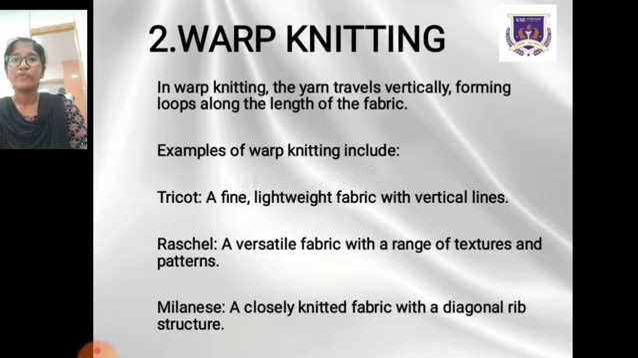Next, we see about warp knitting. In warp knitting, the yarn travels vertically, forming loops along the length of the fabric. Examples of warp knitting include tricot, tassels, and Milanese. Tricot is a fine, lightweight fabric with vertical lines. Tassels are a versatile fabric with a range of structures and patterns. Milanese is a closely knitted fabric with a diagonal rib structure.